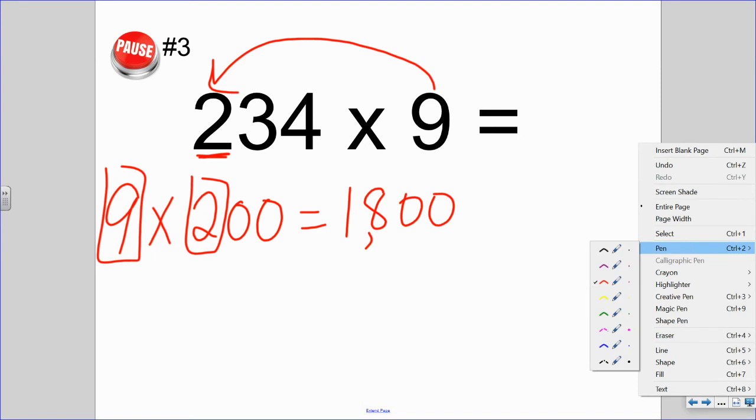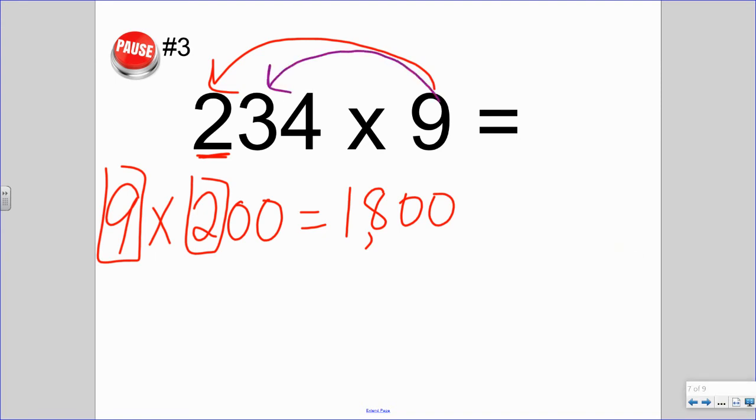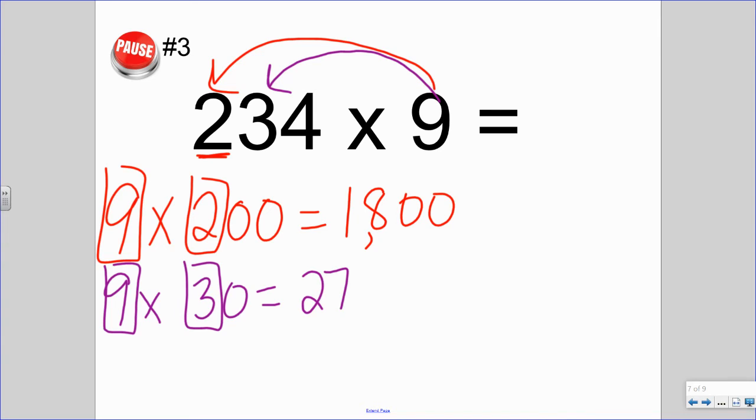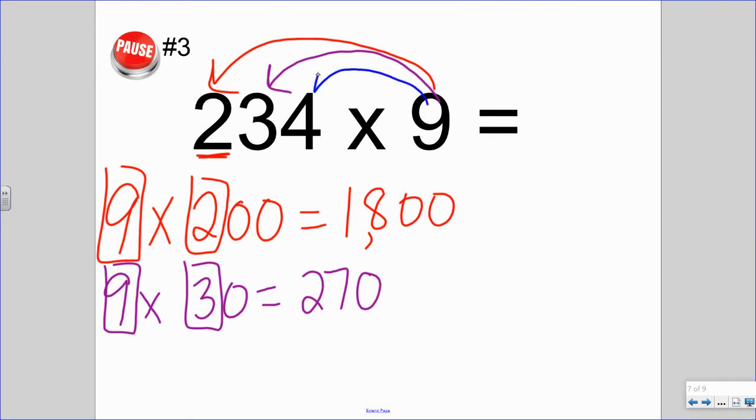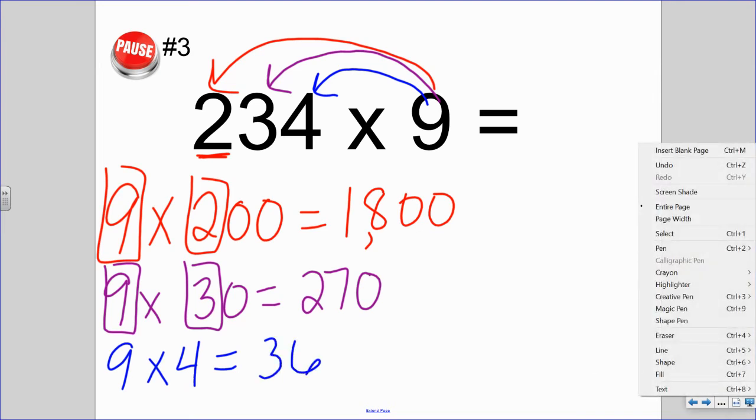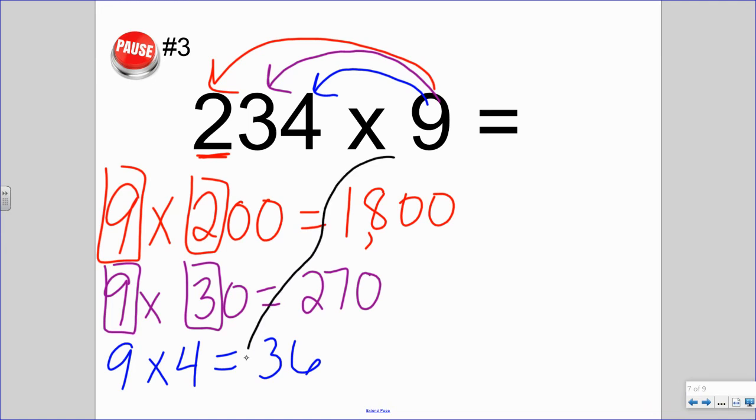The next part that we're going to distribute is the 9 times the 3, but that 3 is really worth 30. And so I know that 9 groups of 30 would be 27 with a 0. So the second part of my answer there is 270. And the third part of my answer is going to be 9 times 4. And that 4 is in the ones place, so that's good. That's 36.